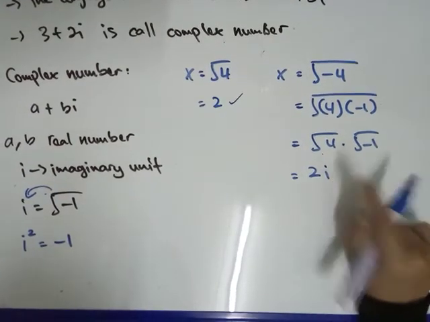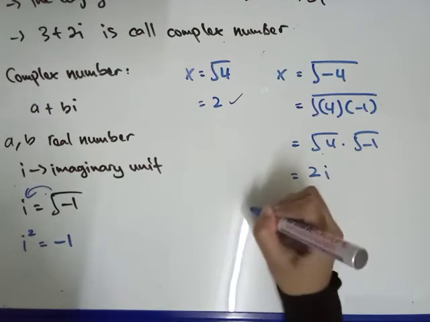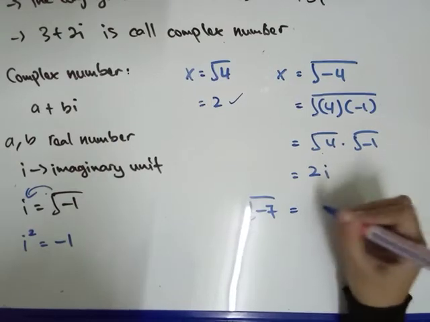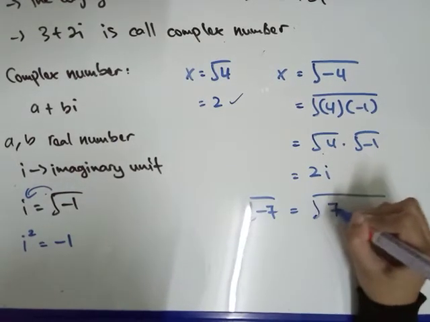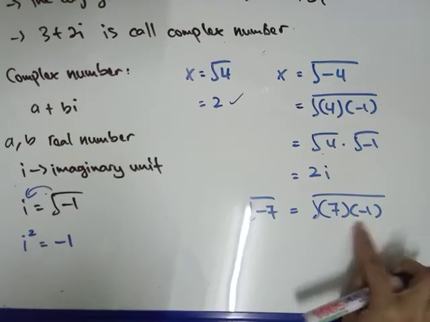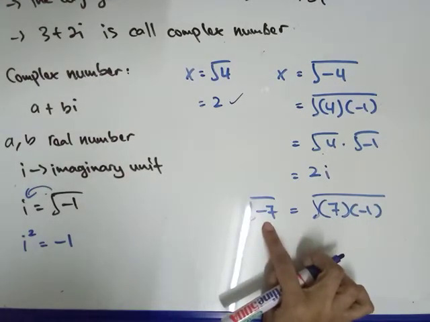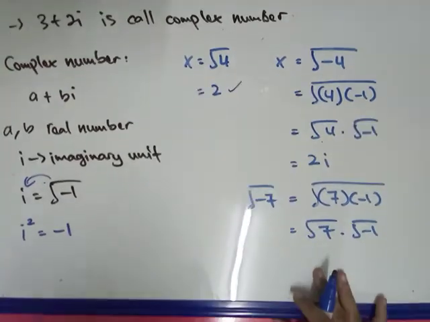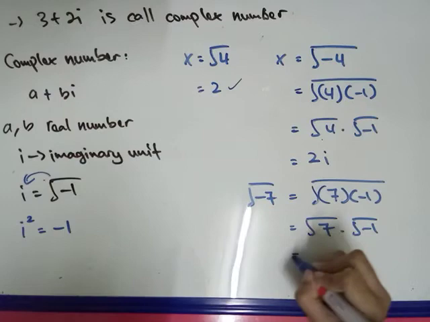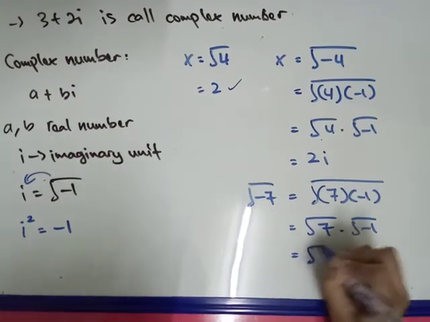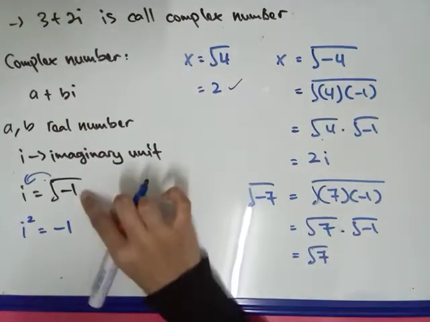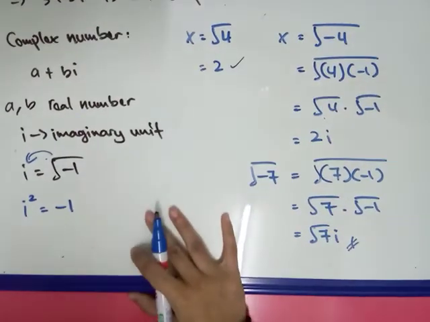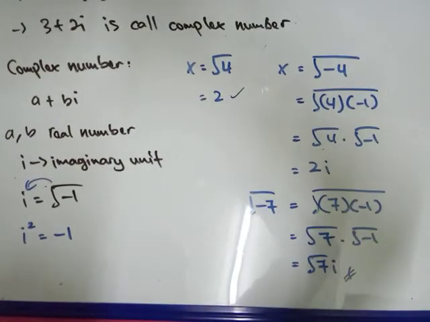Okay, let's say I give you the last example. Square root negative 7. So how to solve this one? You need to write 7 times negative 1, right? 7 times negative 1, you will get back negative 7. Okay, and then you need to split up, pecahkan dia. Square root 7 cannot simplify, so kekalkan square root 7. Square root negative 1 is i, so gantikan terus. So, this is the answer. Okay, you faham dah? Nampak tak?